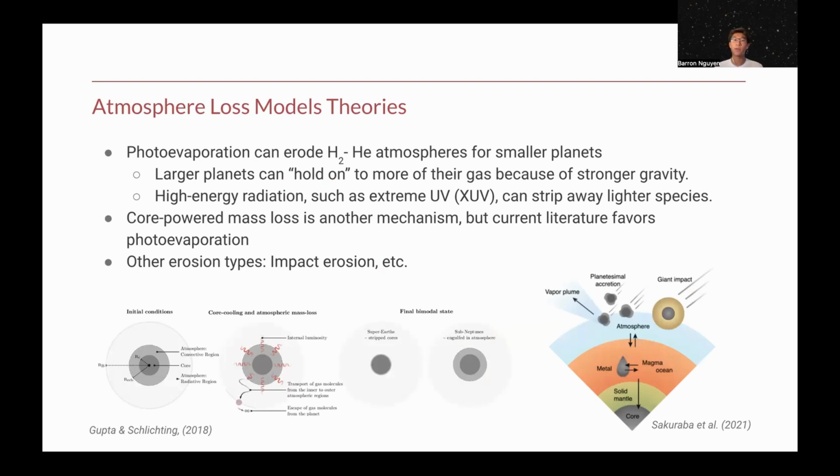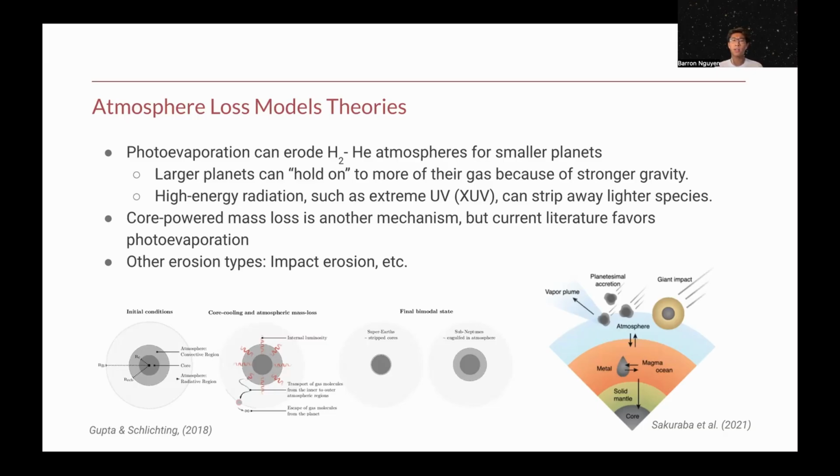The other thing was high energy radiation, such as extreme UV light, which a lot of times is abbreviated to XUV, and can strip away the lighter species. It's the same thing with being closer in proximity to your star: you're more likely to lose your initial hydrogen and helium envelope, your primordial atmosphere.